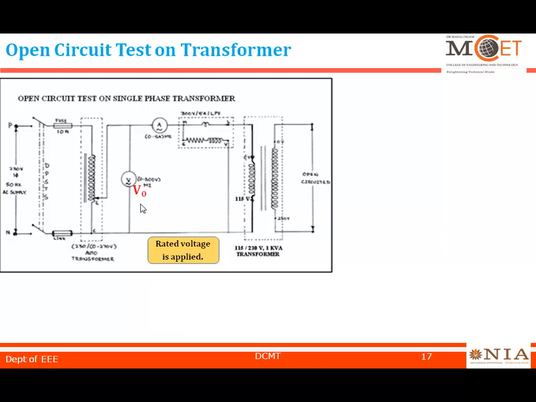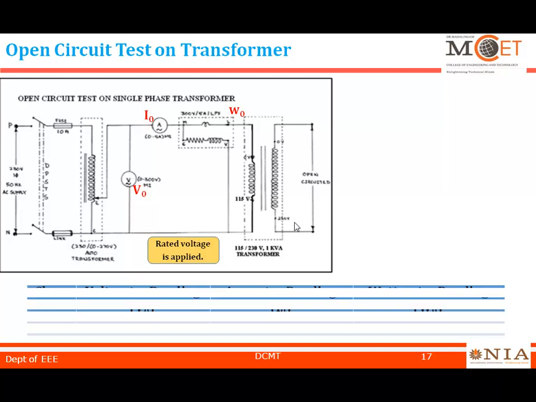So this is your V0 voltage. The V0 voltage can also be represented as V1. In this voltmeter, we are going to keep the rated voltage of 115 volts because this is the rated voltage of this transformer. After keeping this 115 volts, we can measure the current I0 and we can measure W0 using this wattmeter. When conducting this test, remember the high voltage side should be kept open.